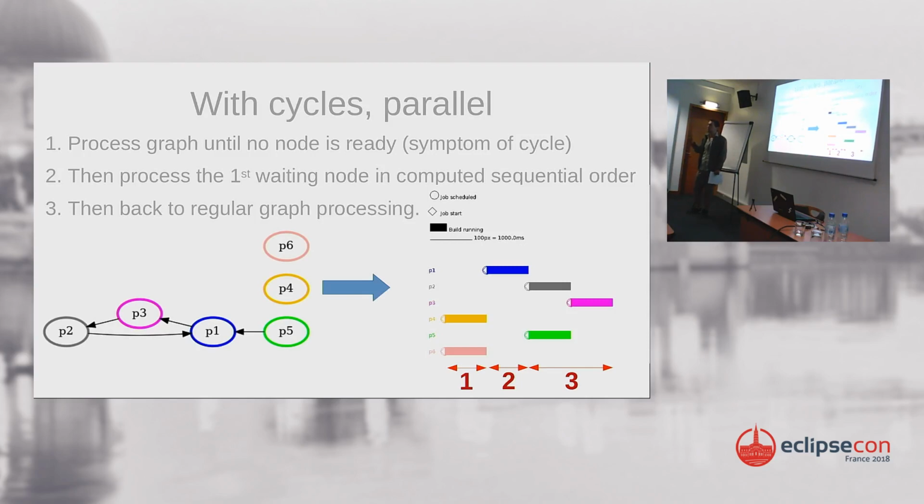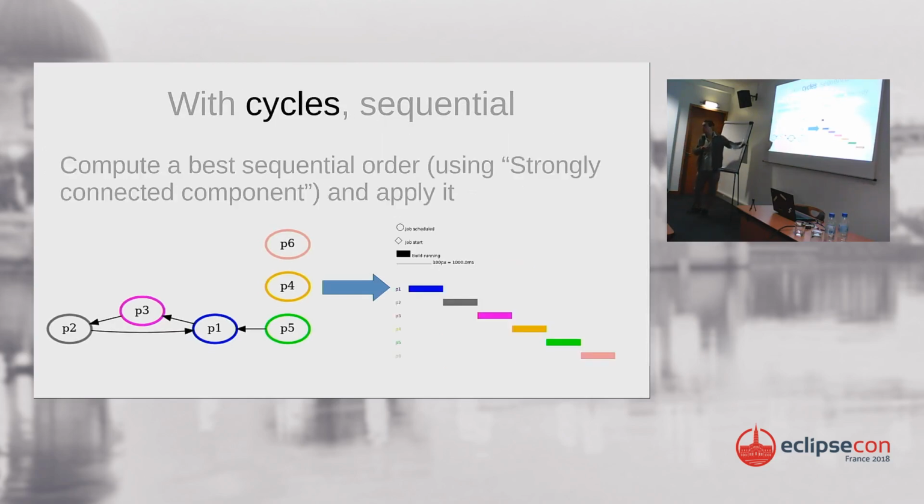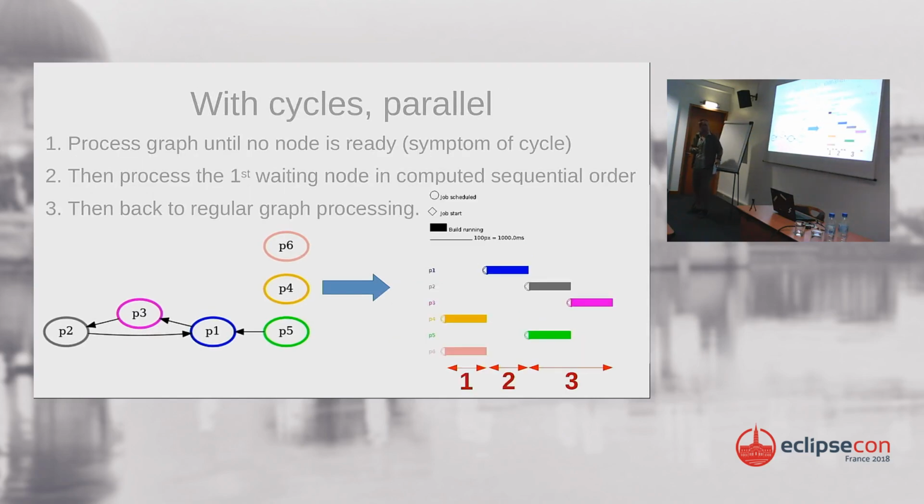And when we have a cycle, we just fall back to the strategy that was used to compute the sequence, which is using the strongly connected component algorithm. We will fall back to the strategy to just pick the first node suggested by the sequential build. Here it will be P1. So we will build P1, and then we will look at what's remaining in the graph and process the graph as usual. So when P1 is built, we can start building P2 and P5, and then P3. So we break cycles by just finding the first interesting node in the sequential approach.